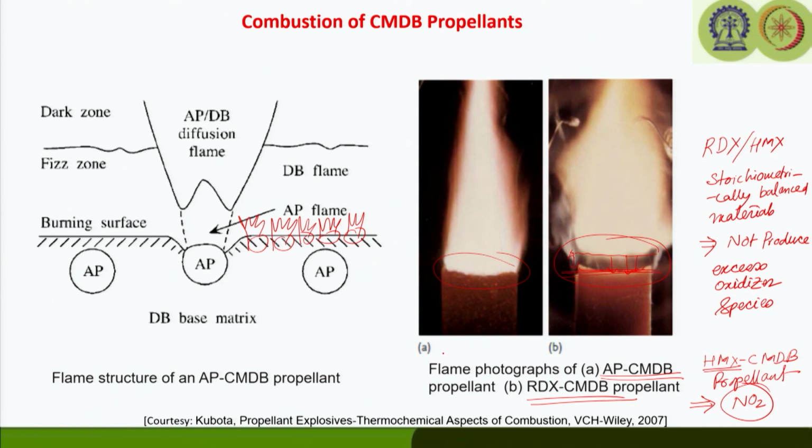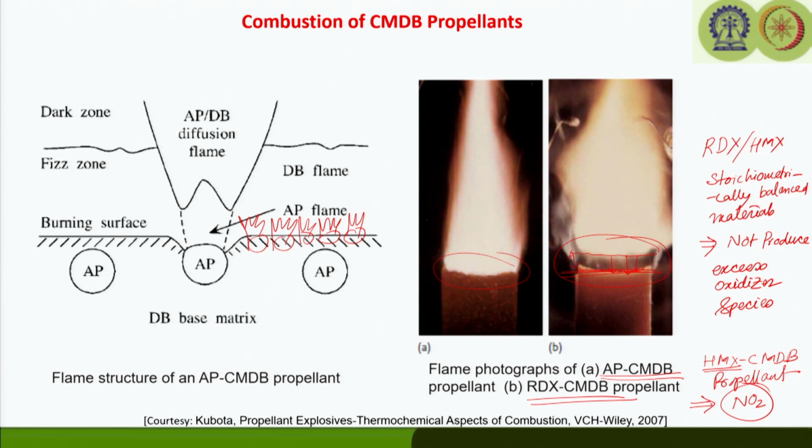Okay. So, that way we can say that AP CMDB propellant is kind of heterogeneous, whereas nitramine based CMDB propellant is still going to be homogeneous, considering that HMX or RDX is going to produce gaseous species, which will in turn mix with the fuel species formed from the base matrix, which is like the DB propellant, and they will form the gas phase mixture, and finally form the premix flame above the propellant surface.